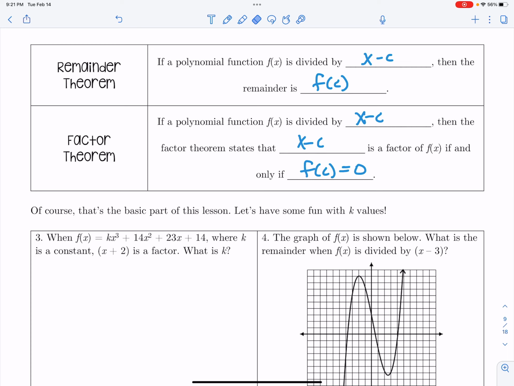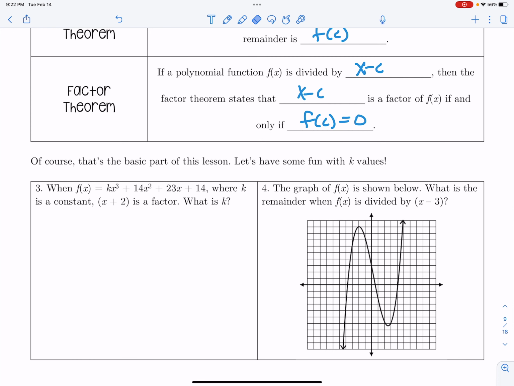Alrighty, I'm going to go over the remainder and factor theorems again as a little refresher in terms of what we did today. As a reminder, the remainder theorem is basically whenever we have x minus c, the remainder is f of c. And then the factor theorem states that if f of x is divided by x minus c, then x minus c is a factor if and only if f of c is equal to 0.